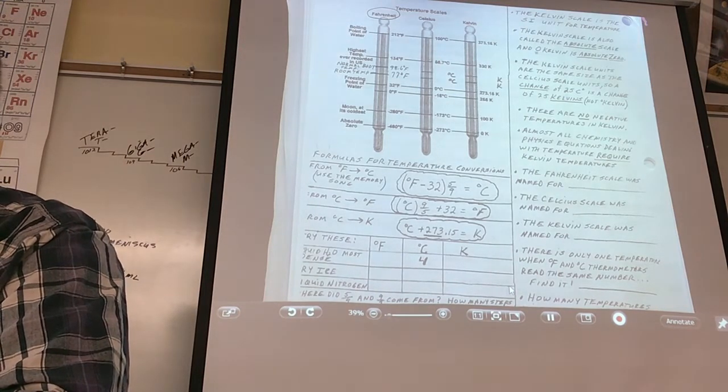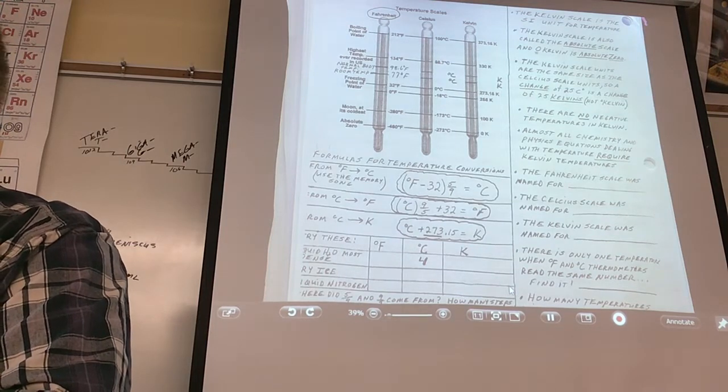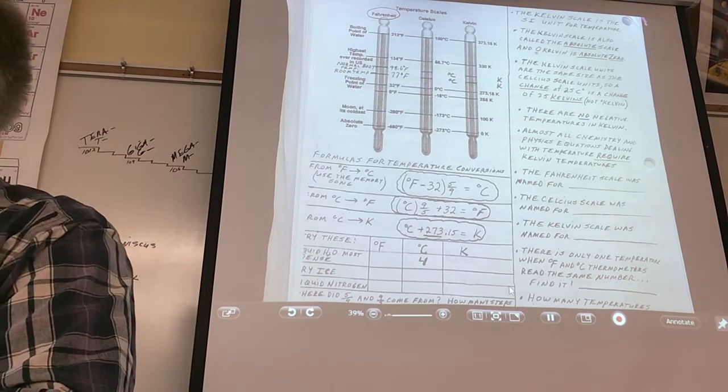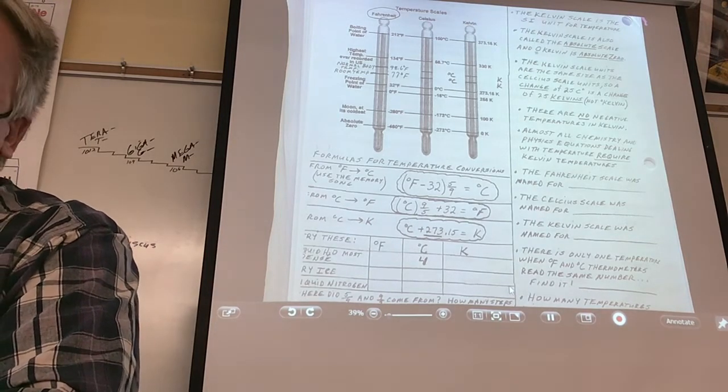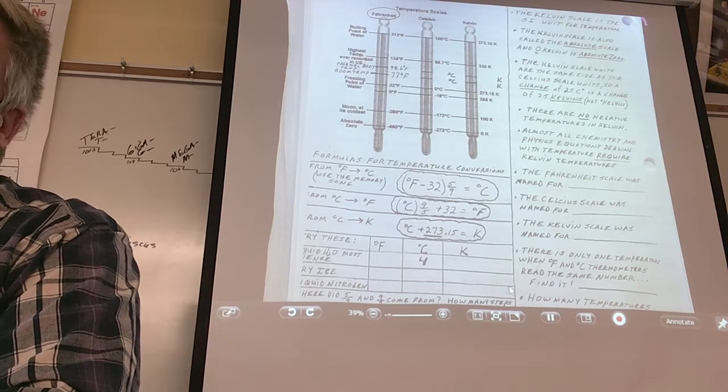All chemistry labs use the Celsius scale. You get that? Physics lab, what? We're going to talk about Kelvin. We'll talk about that. Now, if you said you like the Fahrenheit scale, then tell me all about it.